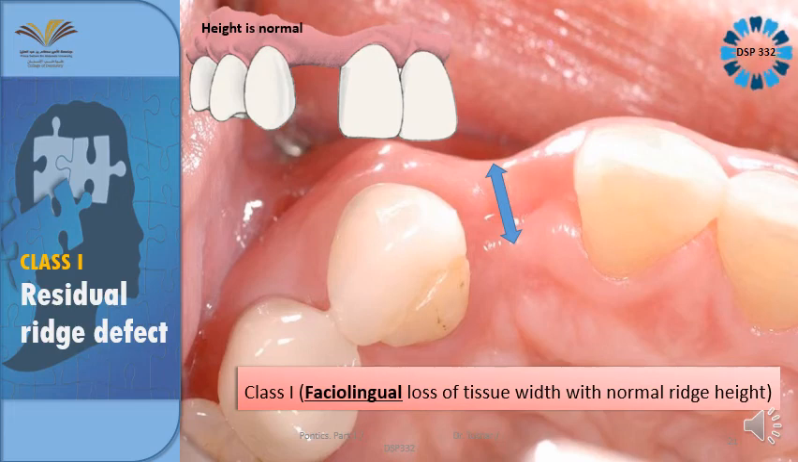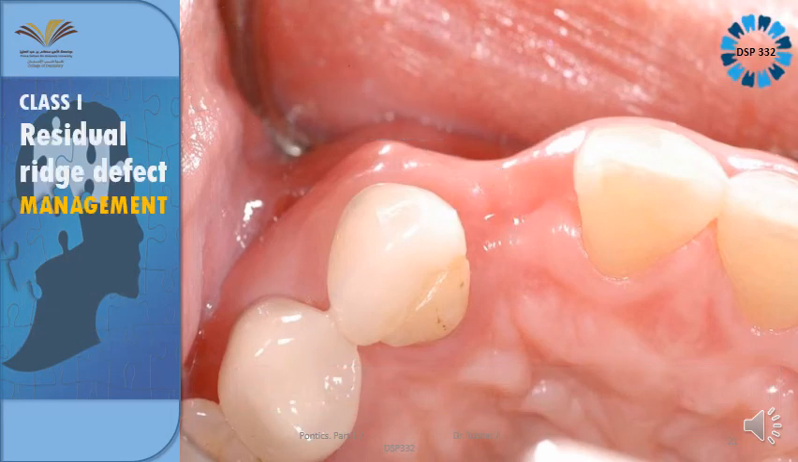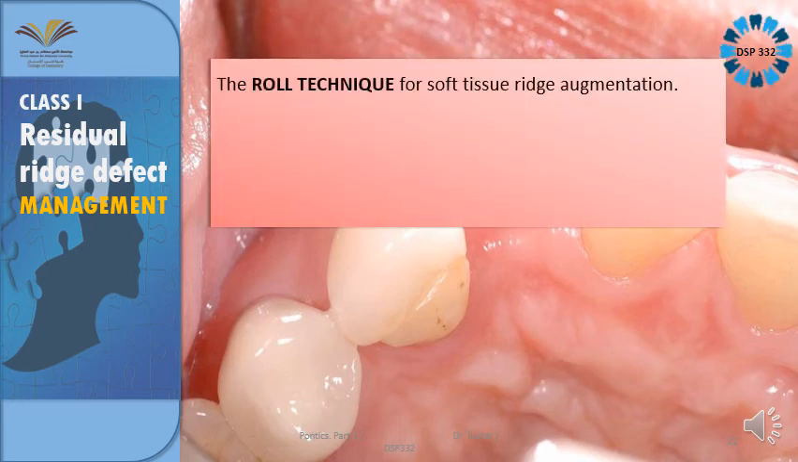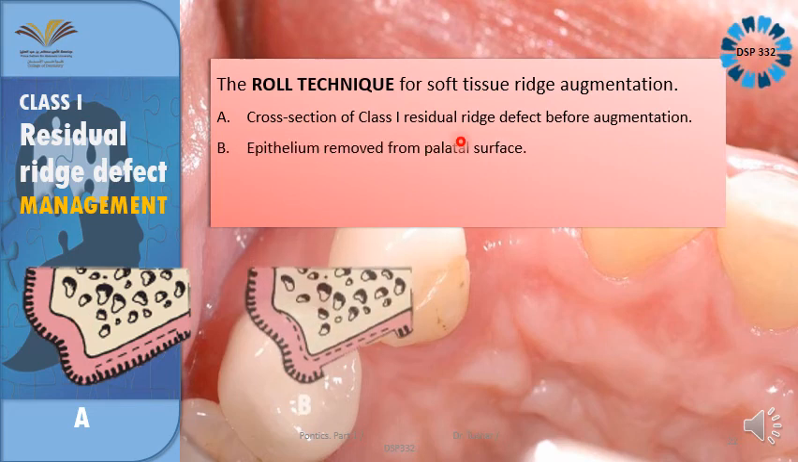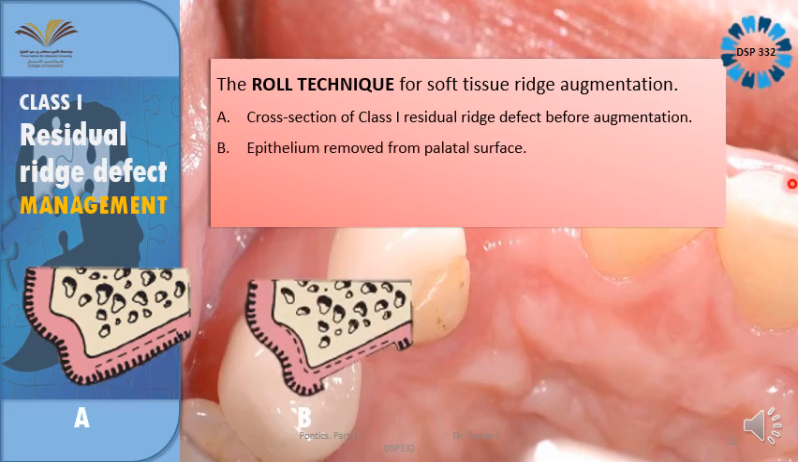So this is a class 1 defect. Now, what is the management for this? There is some remedy for this because we see this type of situation frequently. We have a roll-on technique of soft tissue ridge augmentation. This is the cross section of your defective ridge, class 1 defect, where there is a compromised faciolingual width. The height is okay. So what you have to do is the epithelium is removed from the palatal surface, as you can see in the diagram.